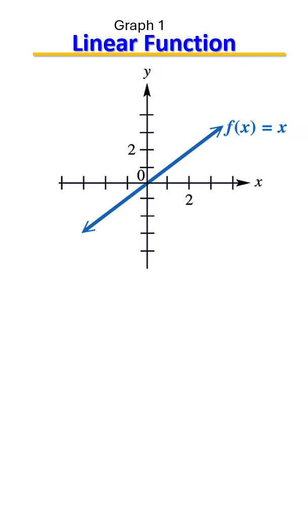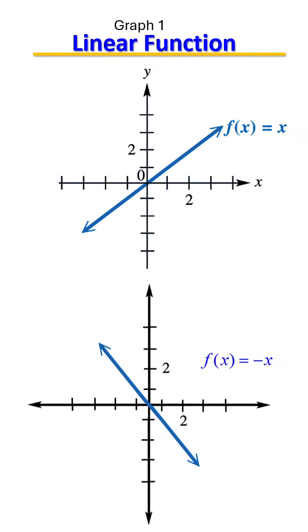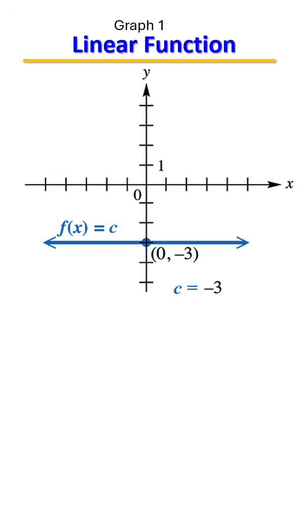Let's start with one of the simplest and most fundamental types of function, the linear function. A linear function is a function that forms a straight line when graphed. Recall that the slope of a line can have a positive slope, as seen on the graph on the screen, and it can also have a negative slope, as you see in the bottom. And here is another type of linear function, one that has a slope of 0.